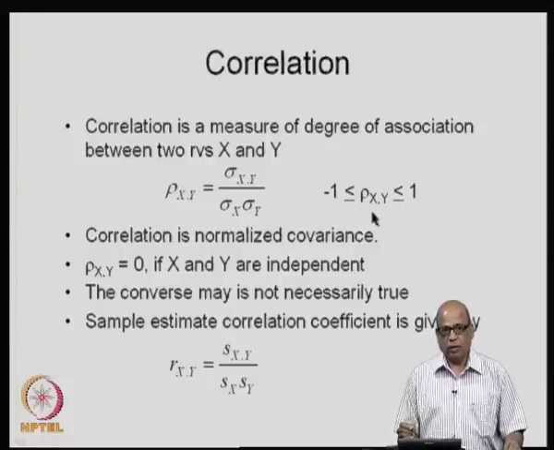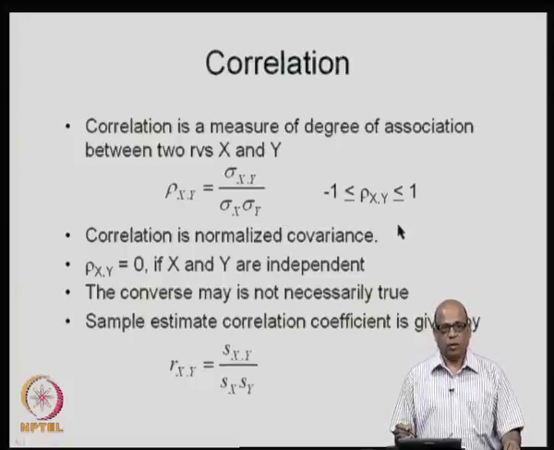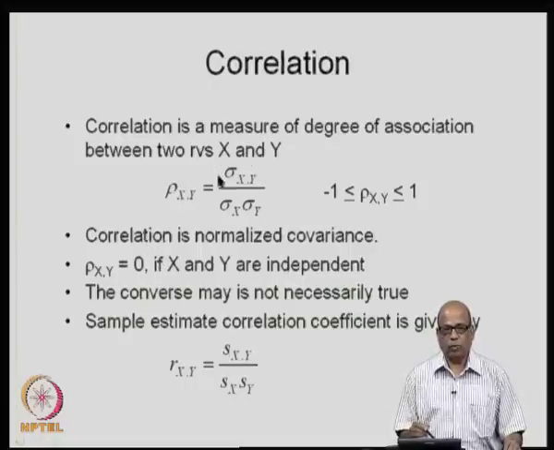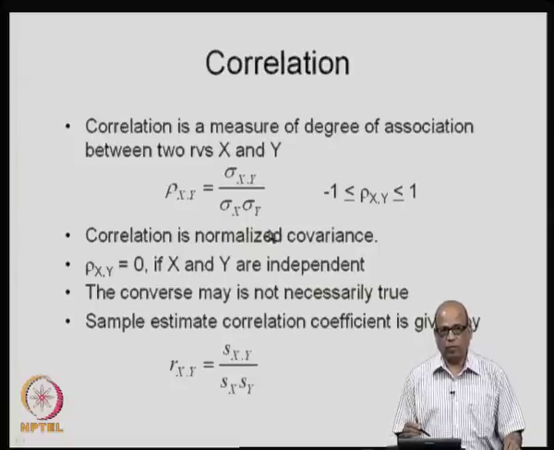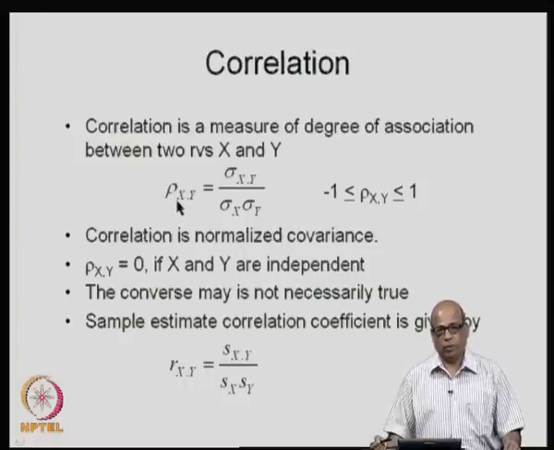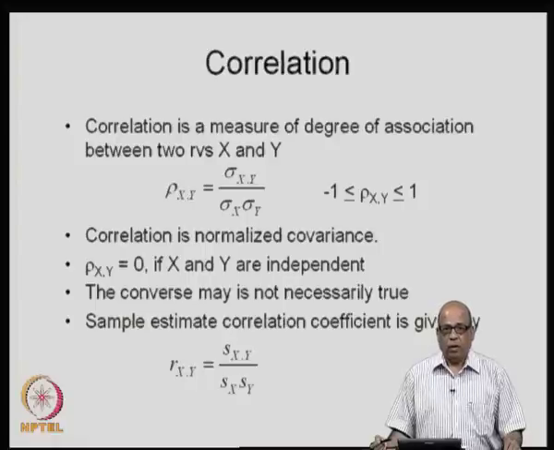Presently, we will show that rho x y in fact varies between -1 and +1, and rho x y is equal to 0 if x and y are independent, because your sigma x y will be 0 as we just showed. So, sigma x y, which is the covariance of x and y, will be 0 if x and y are independent, and therefore, the correlation will be 0.